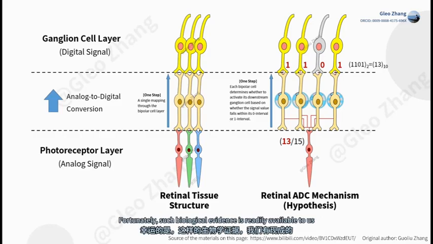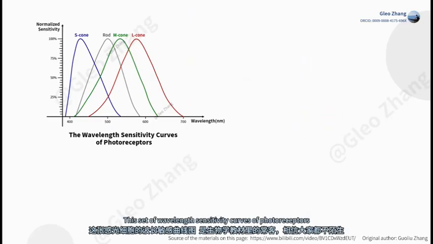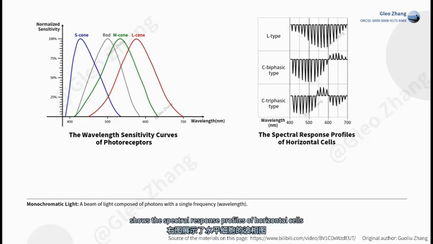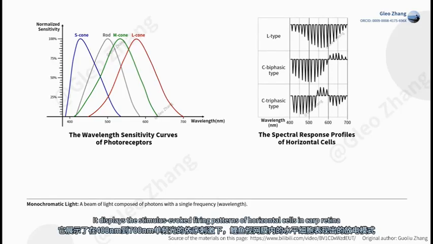Fortunately, such biological evidence is readily available to us. This set of wavelength sensitivity curves of photoreceptors is a staple figure in biology textbooks, and I believe everyone is familiar with it. It characterizes the wavelength-dependent sensitivity variations across the 4 photoreceptor types in the human retina. The graph on the right shows the spectral response profiles of horizontal cells. It displays the stimulus-evoked firing patterns of horizontal cells in carp retina when stimulated sequentially with monochromatic light from 400 nm to 700 nm.